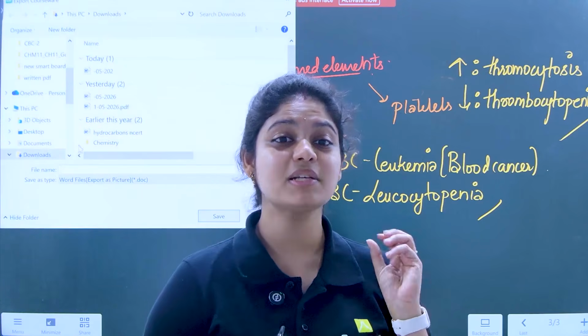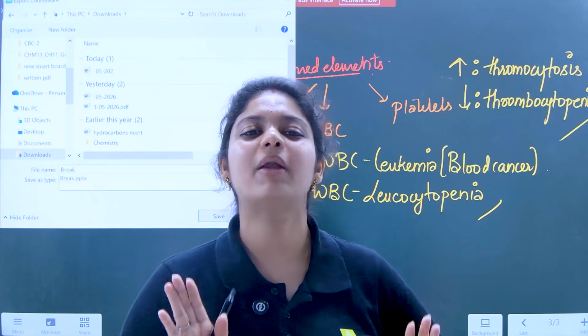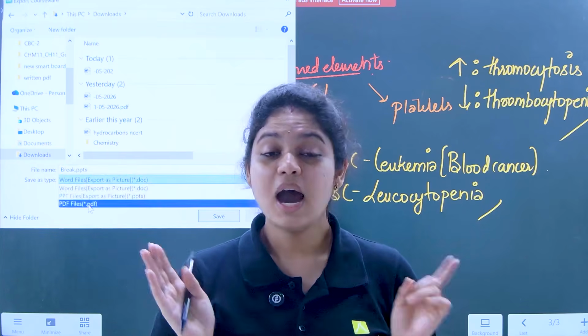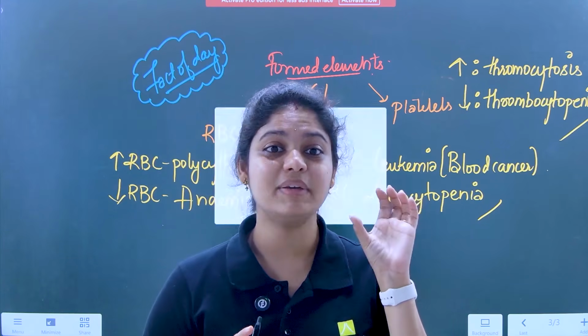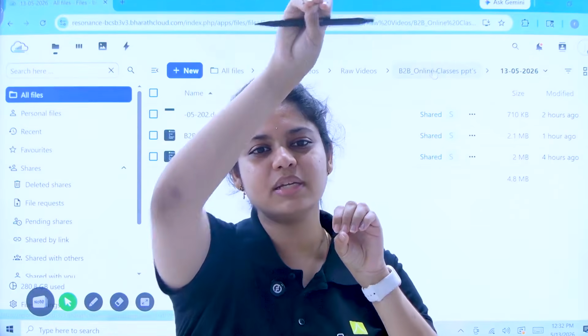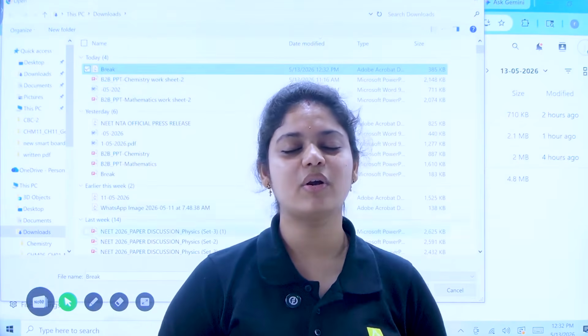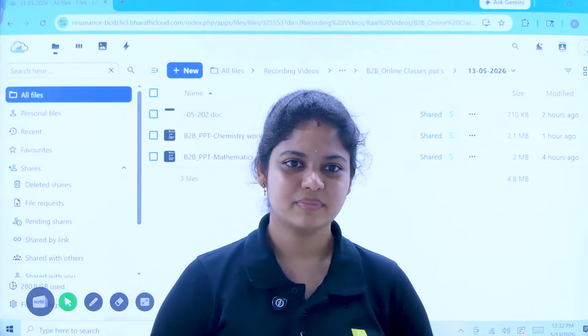WBC is having a special quality. WBC can squeeze through the blood vessels and come out. RBC cannot come out because it is having a definite shape. But WBC from the blood vessel, it can squeeze and come out. That condition is called diapedesis.